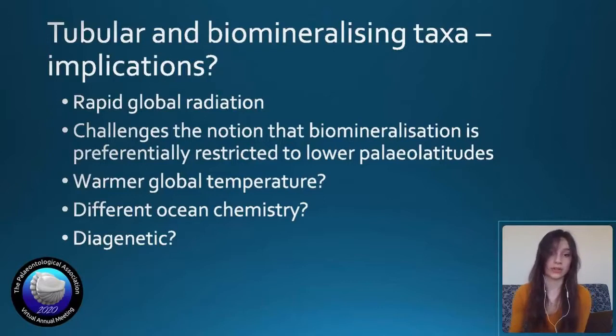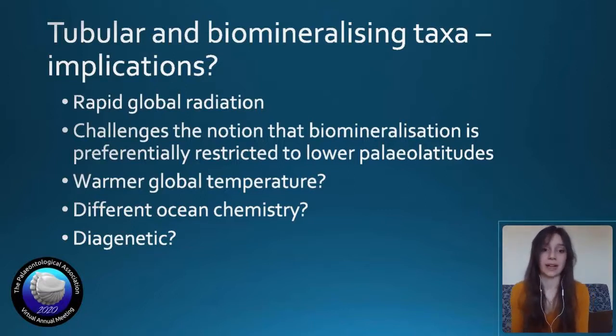So in contrast to the bilateral taxa that developed later but were only found at low latitudes, the global distribution of biomineralizing and tubular taxa may suggest that they had a rapid global radiation. And the process of biomineralization is thought to prefer warmer water conditions, and so it has been thought that these taxa would be found preferentially at lower paleolatitudes. However, our data suggests that they were everywhere, which opens up new avenues for further work.